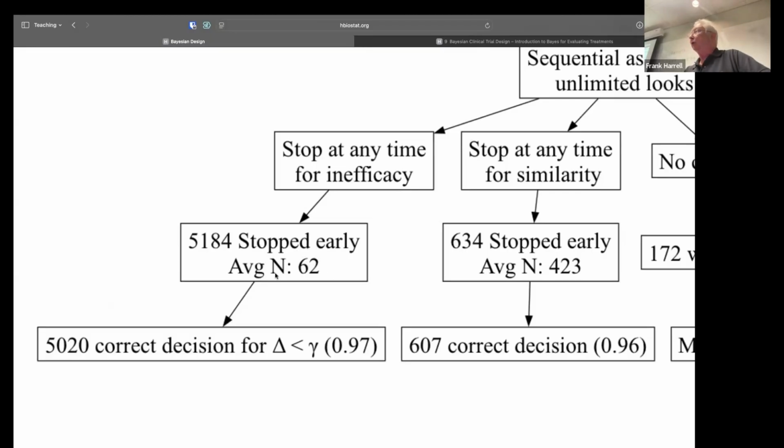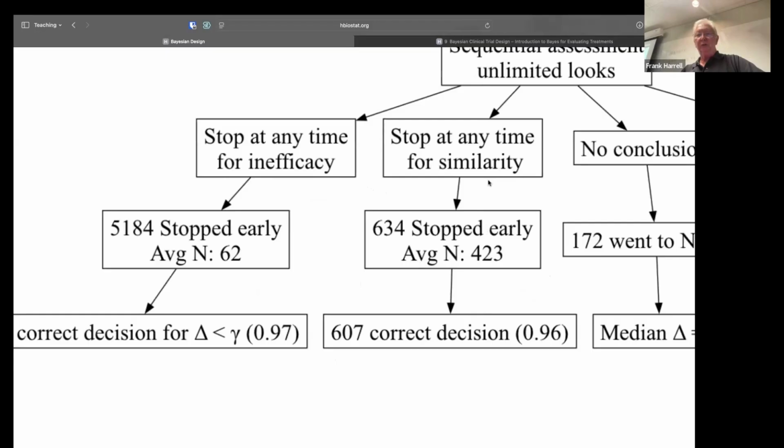How often are we correct? This is the bottom line. Is the Bayesian procedure correct in the decisions it makes? So out of the 5184 times we stopped early, concluding inefficacy, we were correct 5,020 times. So 5020 out of 5184 is 0.97. So when we stop early and conclude inefficacy, we're right 97% of the time.